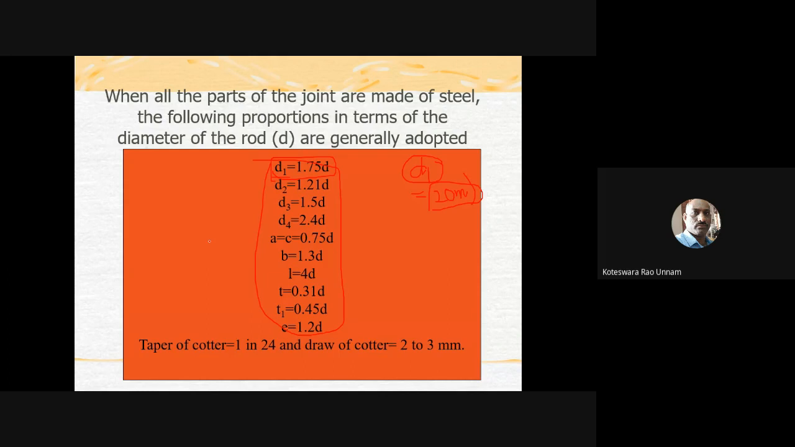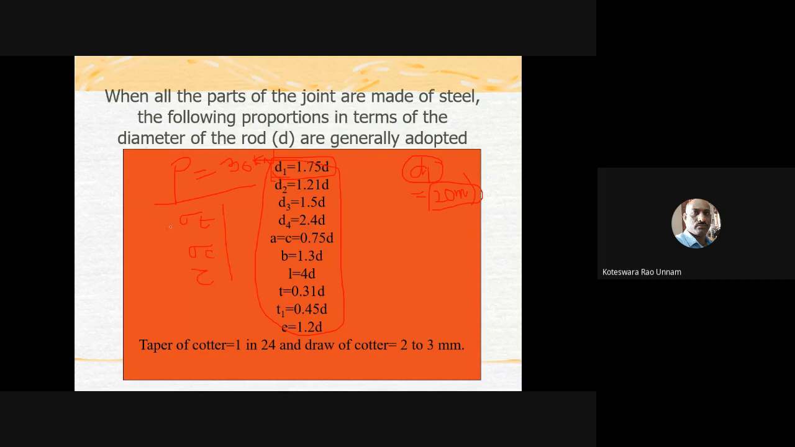So they will give only the applied load P equal to some 30 kilonewtons or 20 kilonewtons. They will ask a question something like this: design a socket and spigot cotter joint to carry an axial load of 30 kilonewtons. Simply they will give a question like this. But actually, in addition to P, he has to give sigma T, sigma C, and tau. These values also need to be given.